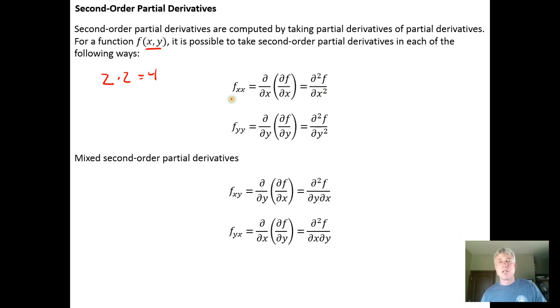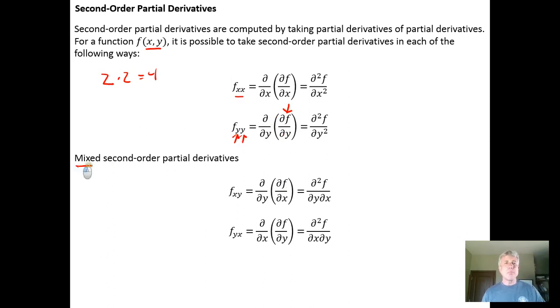So the second part, f sub yy, the second partial derivative. We can do it with respect to y both times. So do it with respect to y, then do it with respect to y again, or take the partial derivative of f with respect to y, then take the partial y of that result.